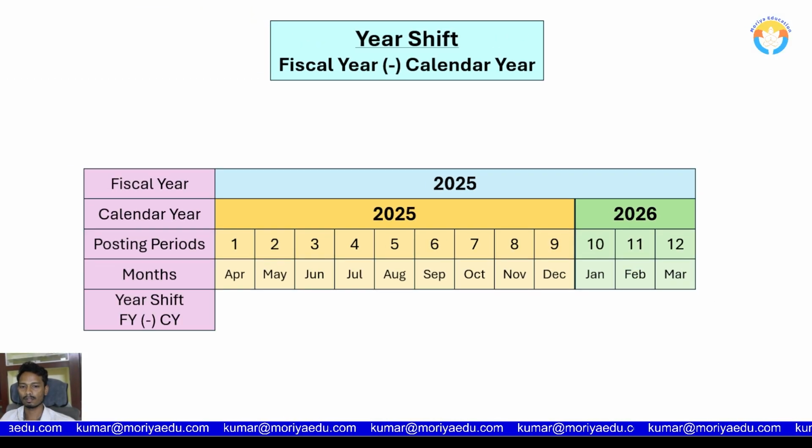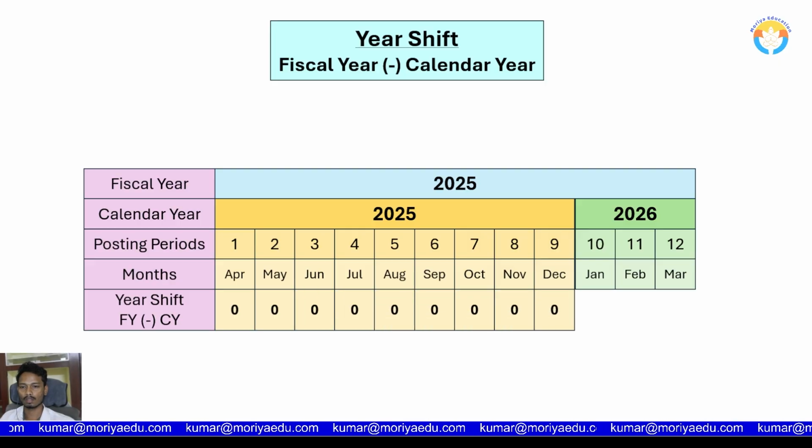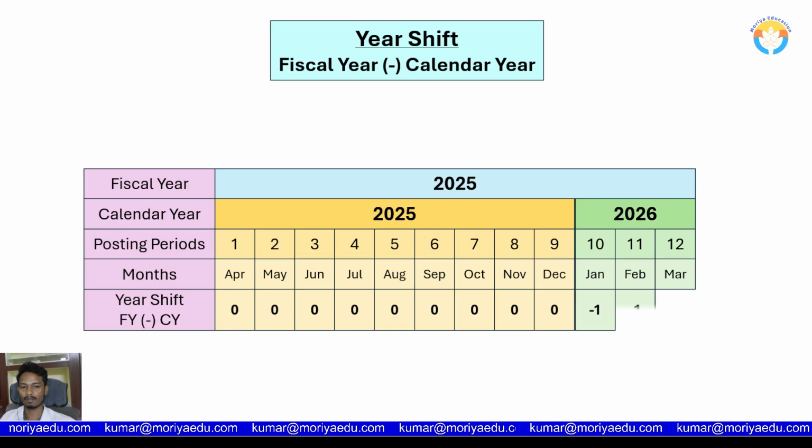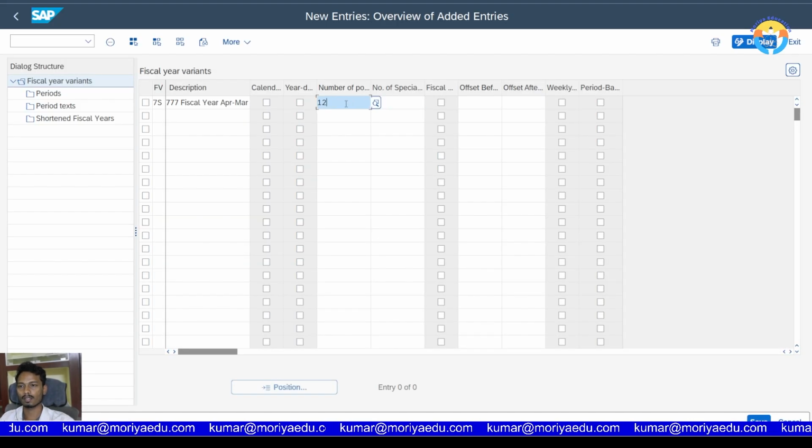So here, if we see from April to December 2025, the year shift will be 0. And from January 2026 to March 2026, the year shift will be minus 1. So this year shift we will be doing now in the configuration. So now give the special posting periods as 4 and number of posting periods will be 12. After this, click enter and click on save.